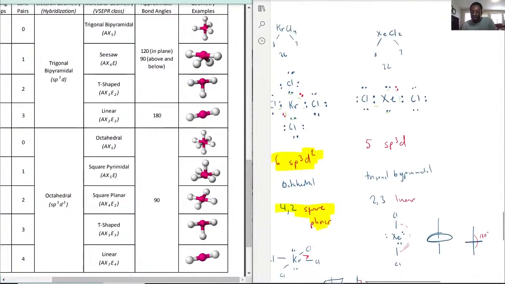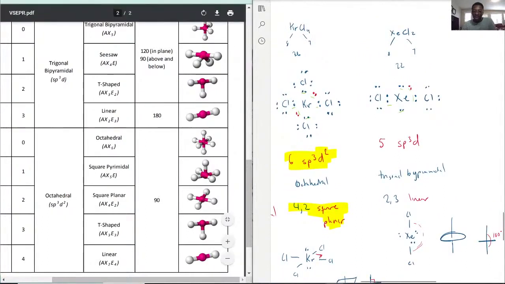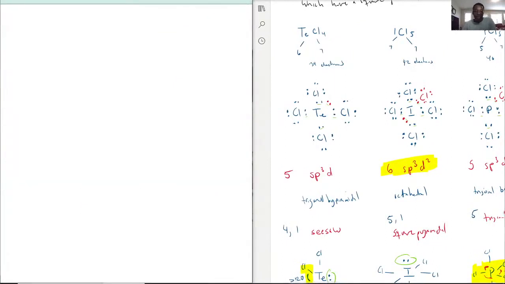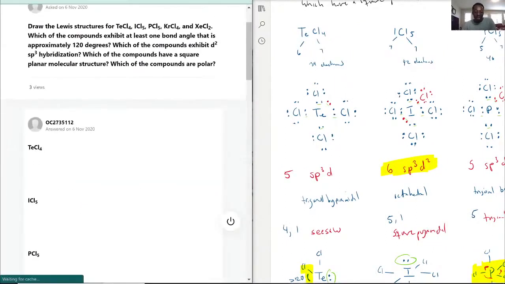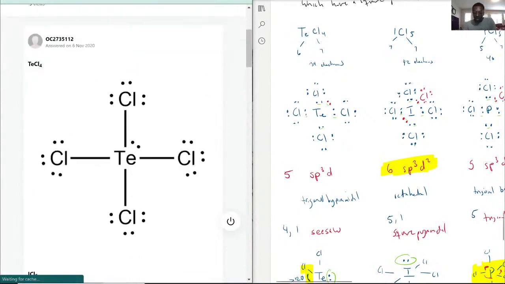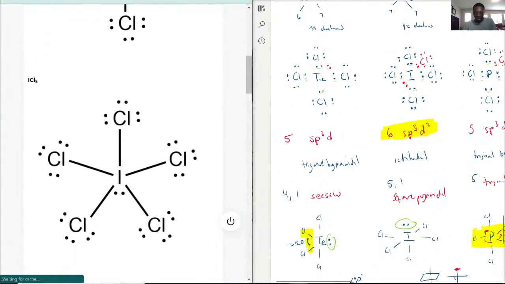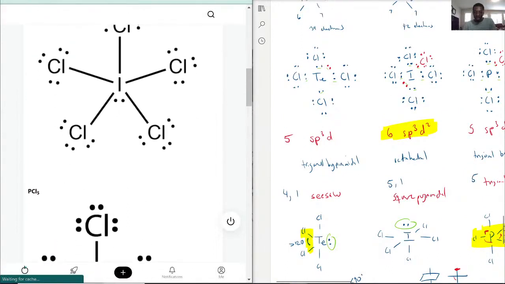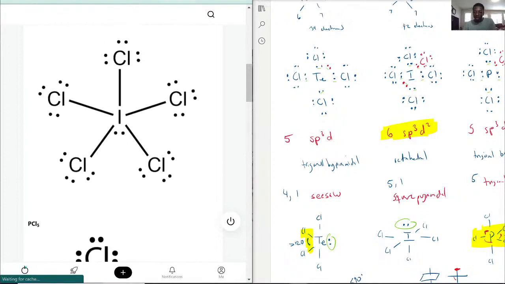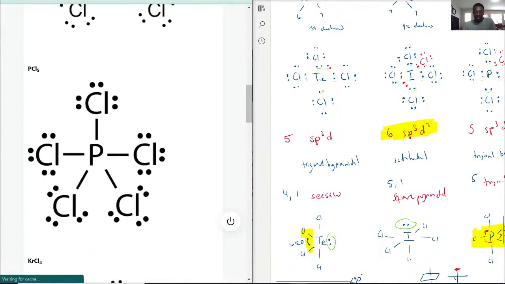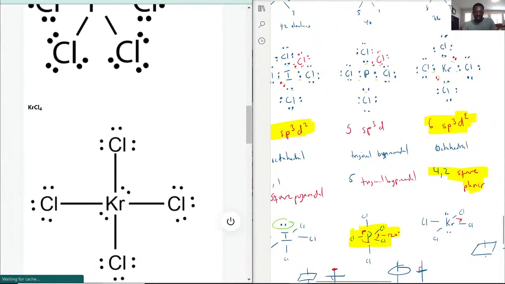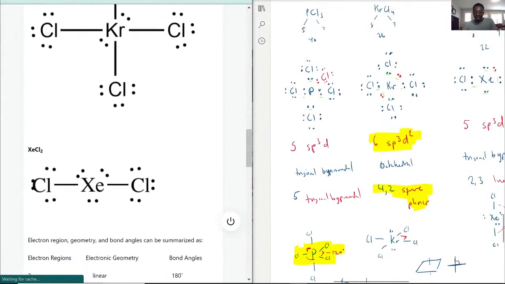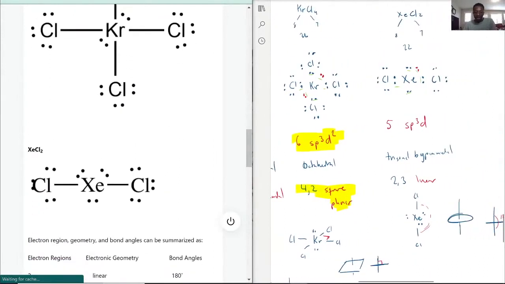So yes, that is all we have for this question, even though it was a lot. So let's go back to what this says. TeCl4, did we draw that correctly? Yes. ICl5, yes, just double checking, it's 5 and 1. PCl5, correct. KrCl4, correct as well. And XeCl2, that is also correct.